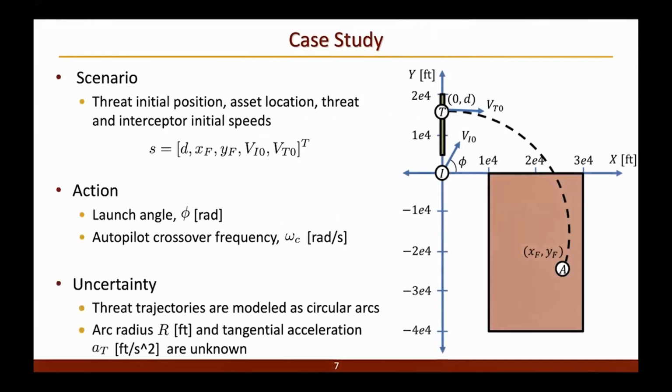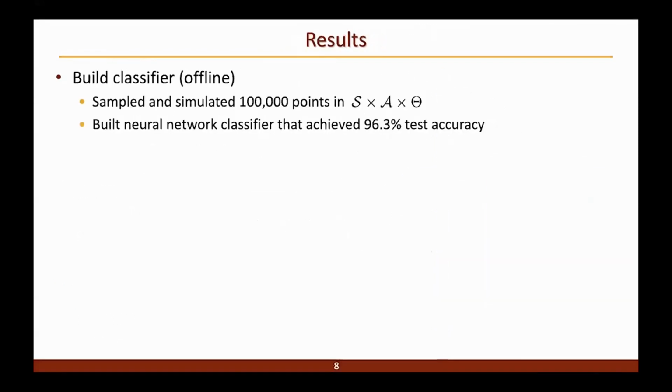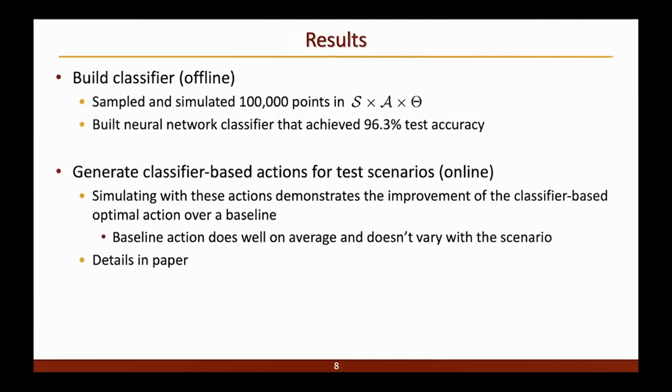We ran 100,000 simulations of the full model offline, which we used to build a neural network classifier with 96.3% test accuracy. Then we used the classifier to compute optimal actions online for several test scenarios. We showed that the classifier-based optimal action significantly outperforms the baseline action, which is an action that does well on average but does not vary with the scenario. Details about the experiment, as well as avenues for future work, can be found in the paper.